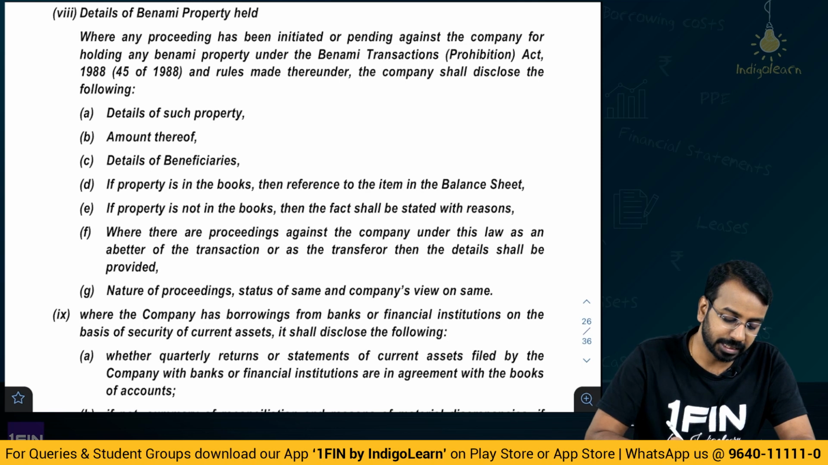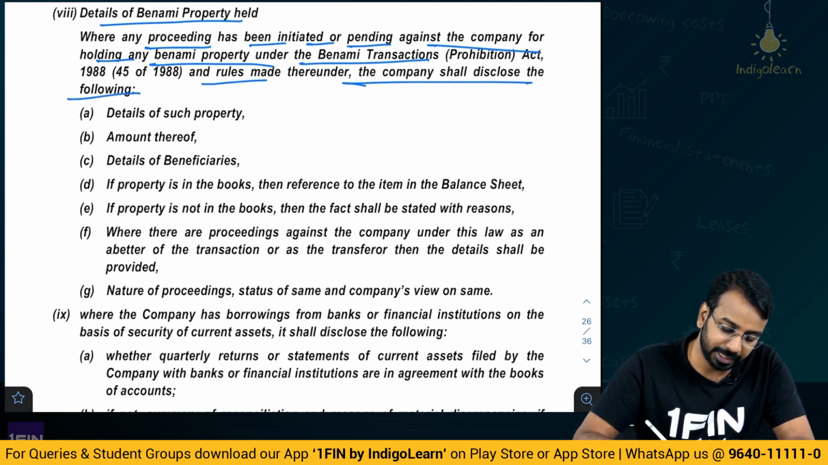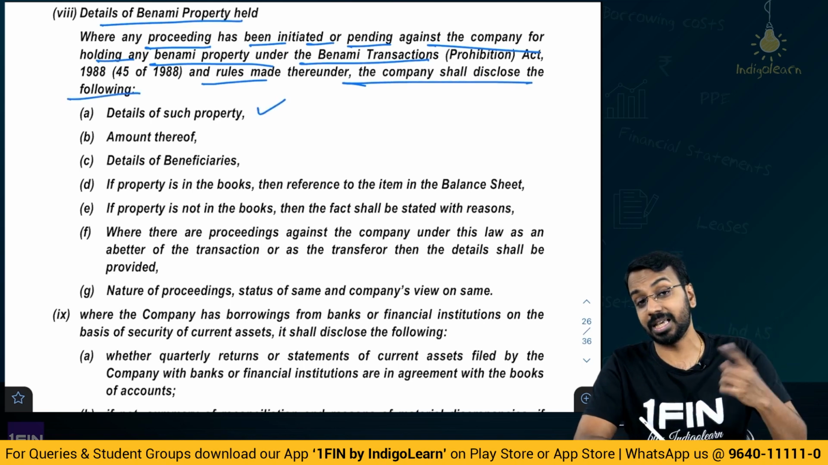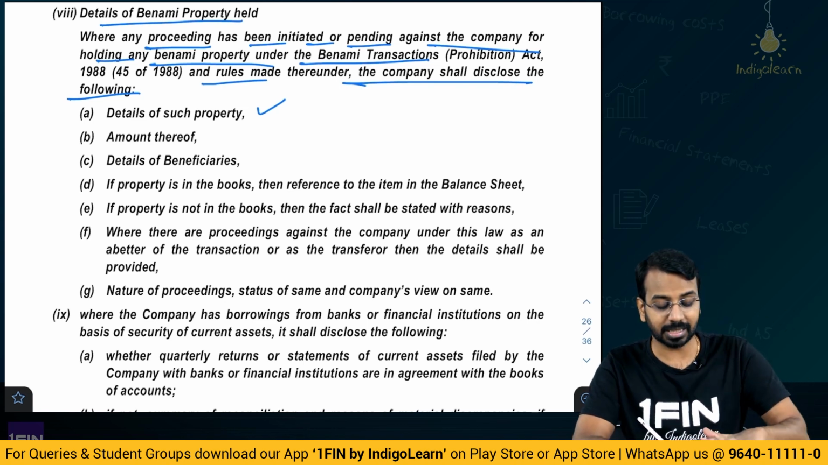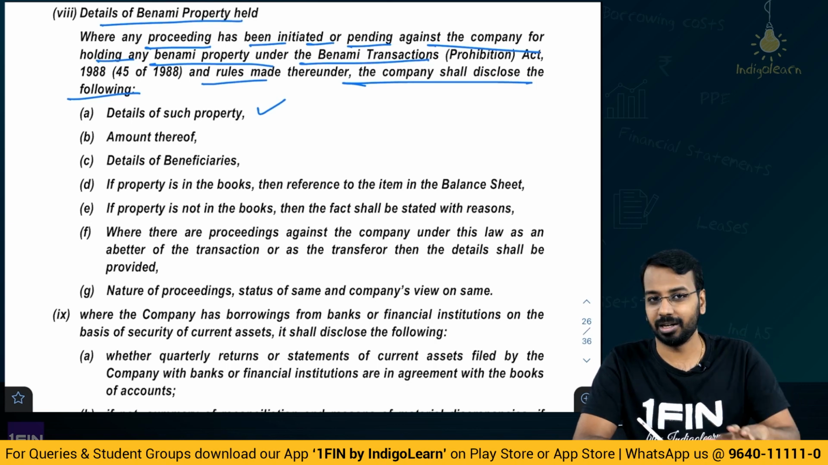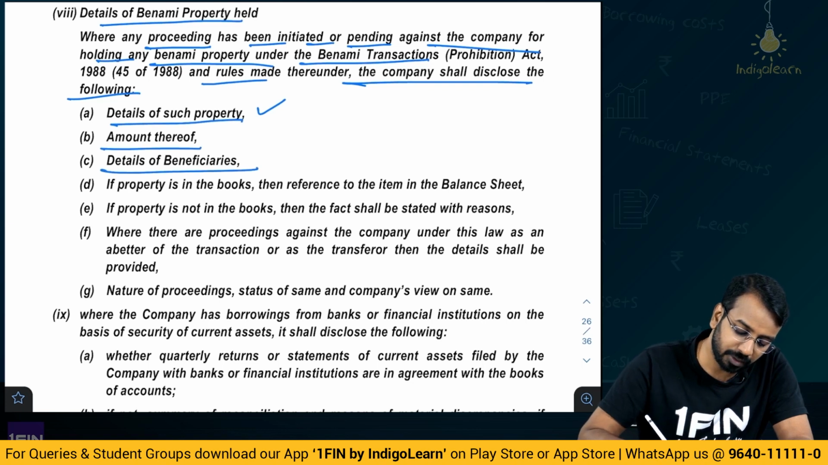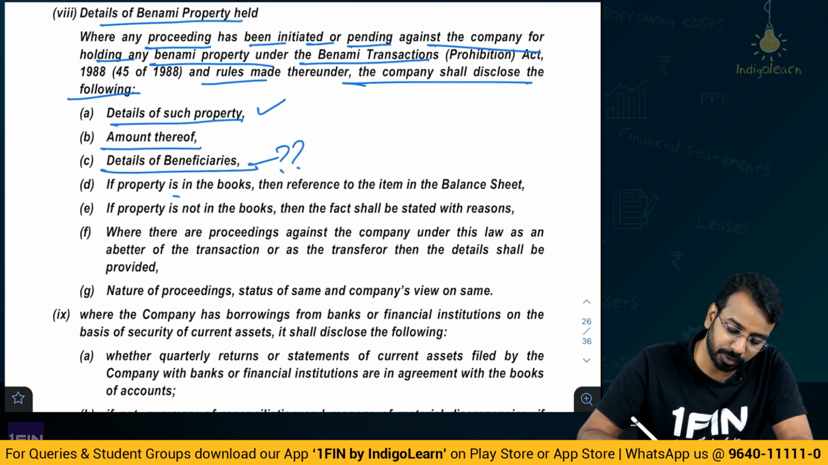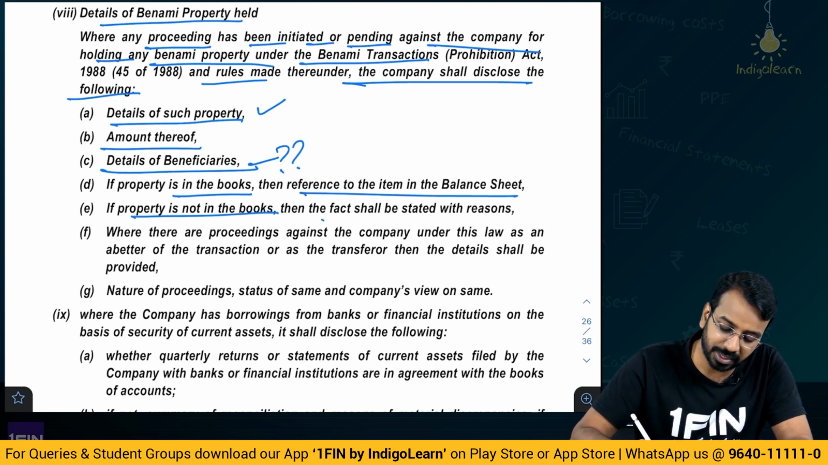Then details of Benami property, where any proceeding has been initiated or is pending against the company for holding any Benami property under the Benami Transaction Act and rules made thereunder, the company shall disclose the following. So details of property. Now see, the first case was the company saying my property, title deeds are with somebody else or title is in favor of somebody else. Now here we are saying the company is holding title to a property owned by somebody else. So what is the property? What is the amount? Who are the beneficiaries? If the property is in the books, the reference to the balance sheet. If the property is not in the books, then the fact shall be disclosed.